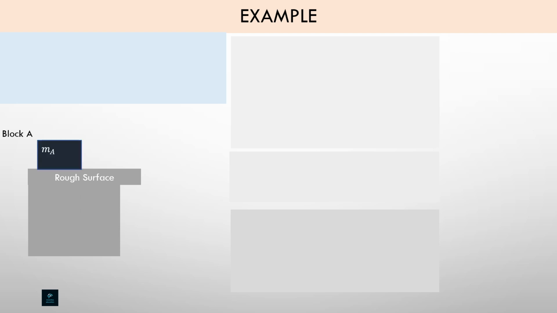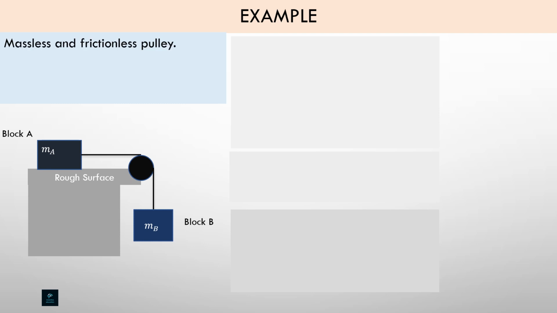So now we will take an example. We have a rough surface and a block of mass ma is kept on this surface. It is connected to another block of mass mb through a cord which wraps over a pulley. This pulley is massless and frictionless. The masses of these blocks are 3 kg and 2 kg. The coefficient of kinetic friction between block A and the rough surface is 0.2.